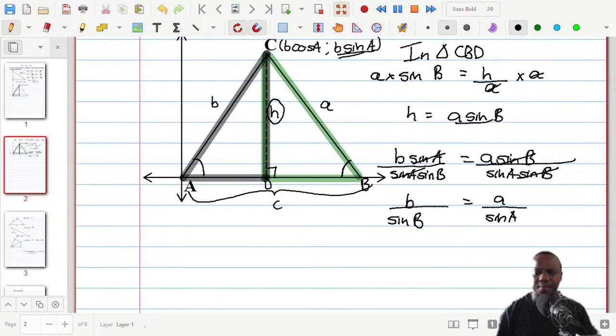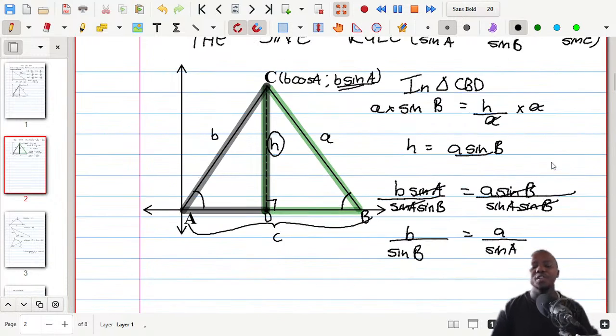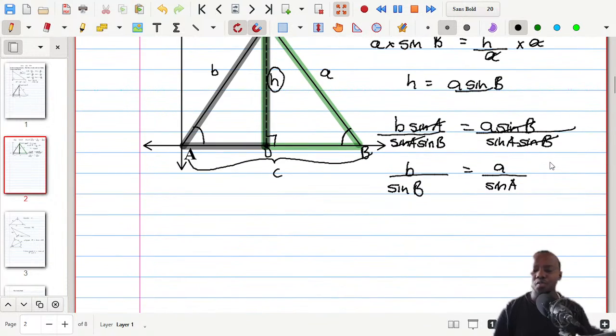Now take note of something. In your exam, you only need to prove up to this part. Now you might be asking yourself, why do we then have C over sine C? For the purposes of your exam, if they ask you to prove the sine rule, it is enough for you just to get to this point. You do not need to prove all three ratios. As long as you have proven that two of them are equal, you are good to go.